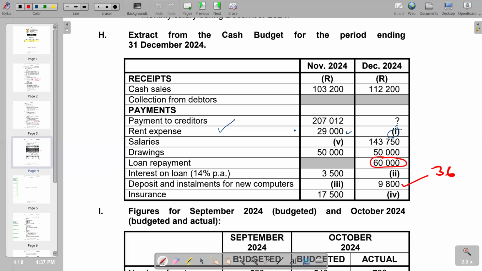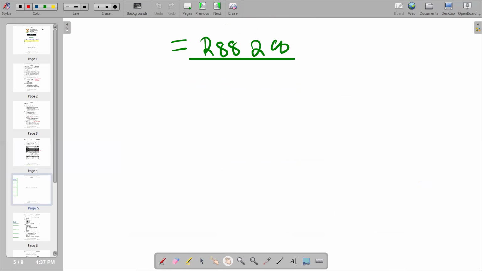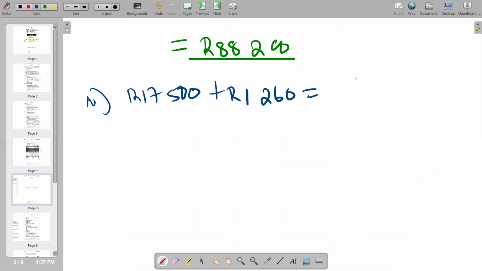So to get insurance for December, we are now saying 17,500 plus the increase that we've just calculated, which is 1,260. And we see what we get after that. It becomes 18,760. So that's what we have on that part.